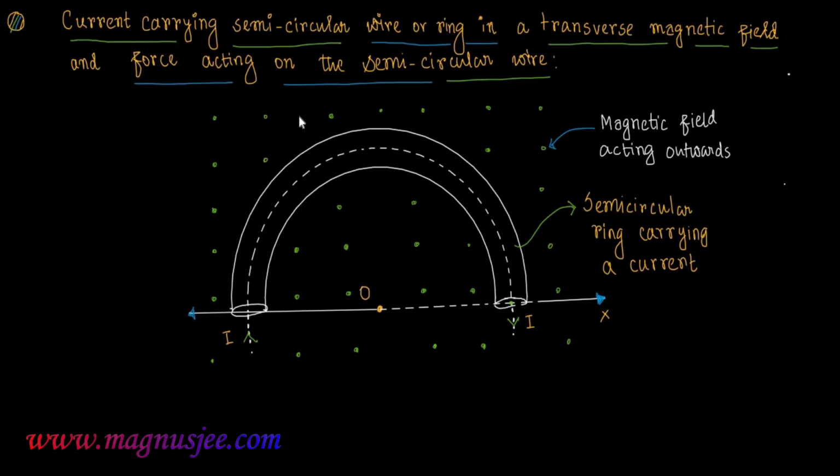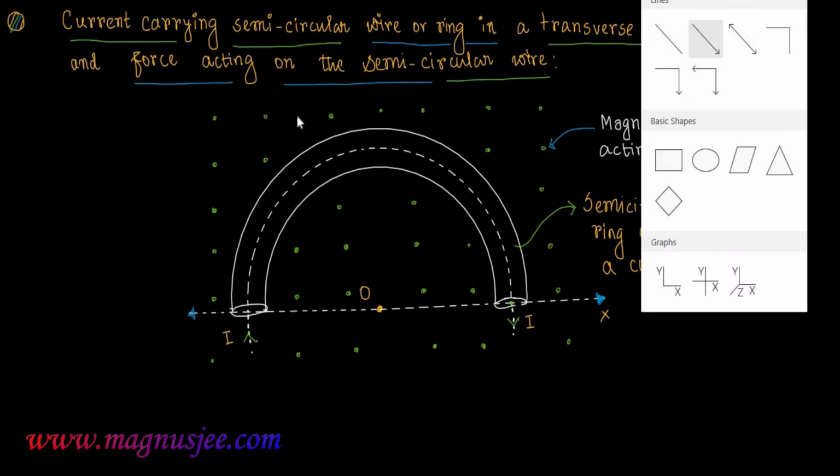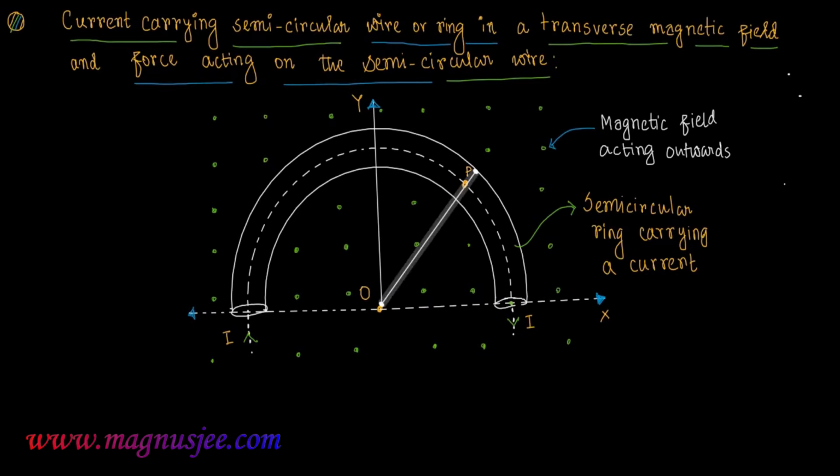We can denote this horizontal direction connecting the two ends of this semicircular wire as the x-axis. And also we can denote the vertical axis y, and a point P. Connecting the point P on the semicircular wire to the center O of the ring.